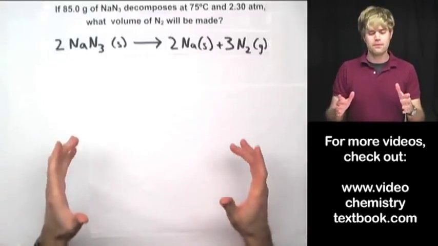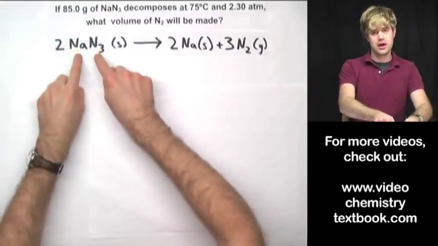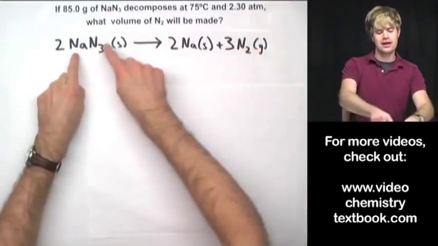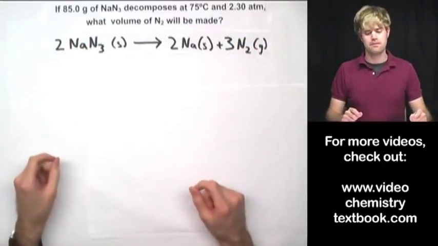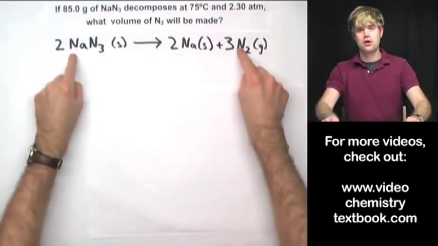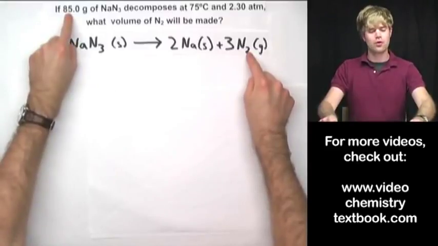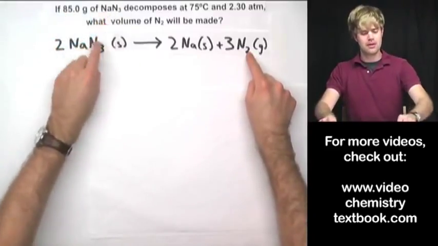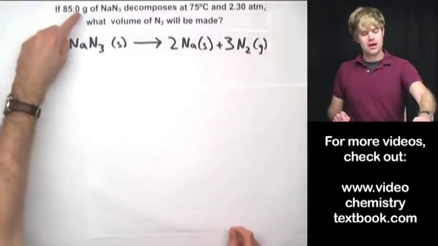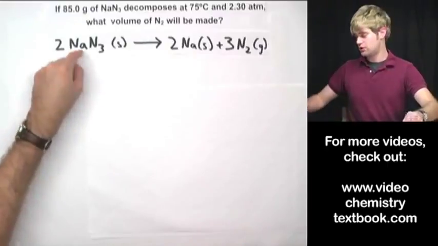As I've said before, we ultimately want to put in a certain amount of sodium azide and then find out how much nitrogen gas we're going to get for that amount of sodium azide. But the only thing that we can plug into this equation are numbers in moles. And at the beginning of the problem, we're given an amount of sodium azide, but it's in grams. It's not in moles. So I can't put 85 grams of sodium azide right into the equation.